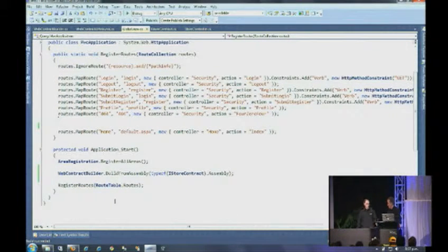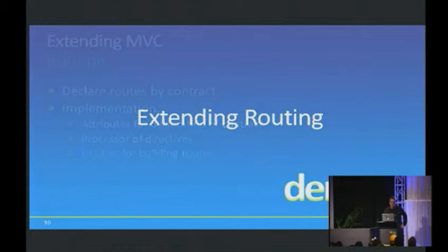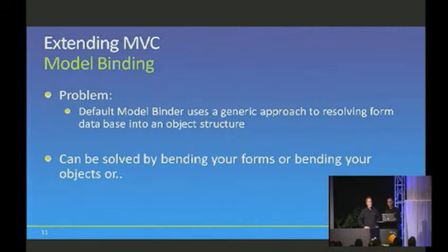So the second thing I want to cover off, because that's well and good, but something practical that you generally have to use is looking at model binding. Out of the box, you'll be pretty familiar with the default model binder, which has a sensible but generic approach to resolving form data back into an object structure. And again, it's like the routing. If you can bend the way in which you do things to match that convention, things work happily. But as soon as you go outside of that, things don't work as happily as they might otherwise.